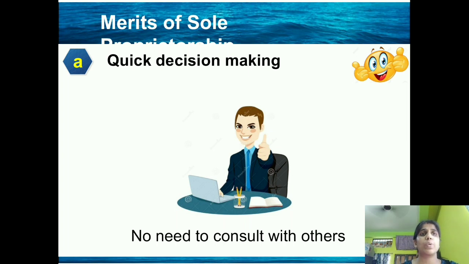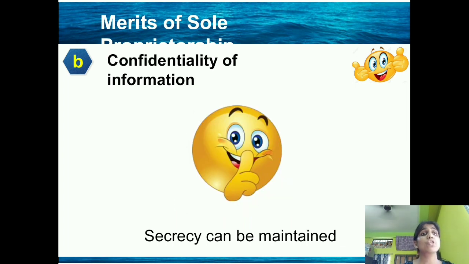Moving to the second point, we have confidentiality of information. It means you are not going to share your information with anyone. So secrecy can be maintained here. All your information will be confidential, as you can have everything with you. You are not sharing that with any person. No partner is there, no family member. So you will be keeping all the information about your business confidential in your hand. So this is again a very important merit of having a sole proprietorship business.